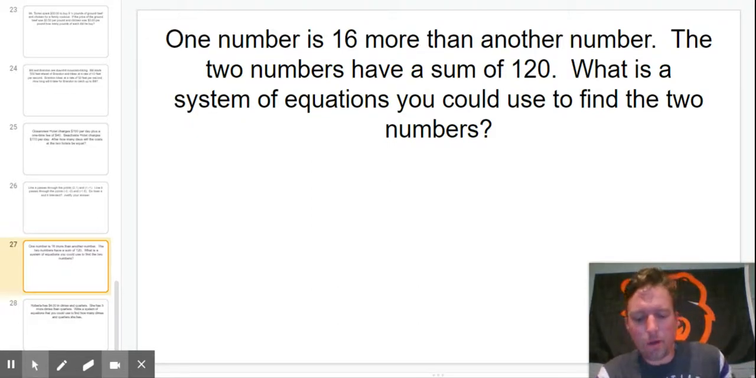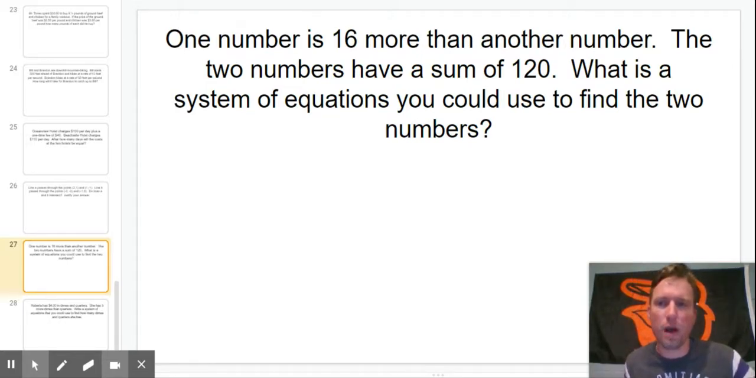We're back at it. We are solving real world problems using systems of equations. And here we have a real world problem. One number is 16 more than another number. The two numbers have a sum, that means they add together, to equal 120. What is a system of equations that you could use to find the two numbers?